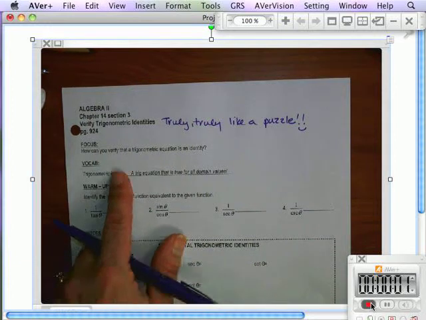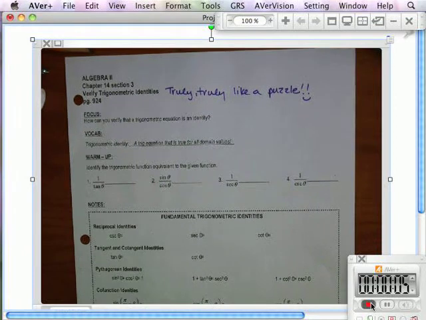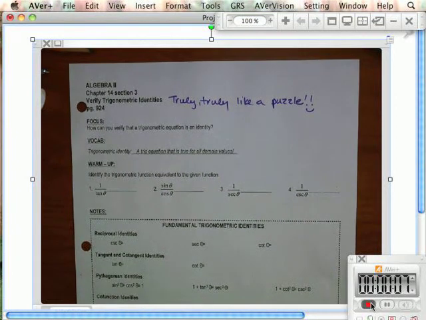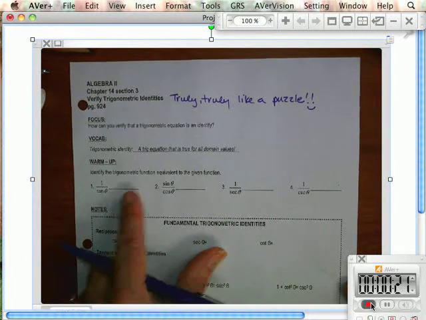How can you verify the trig equation is an identity? Truly like a puzzle. A trig identity is a trig equation that is true for all domain values. So you have things that are equal to other things that will help you solve things. How's that for a mathematical explanation? Okay, so identify the trig function equivalent to the given function.